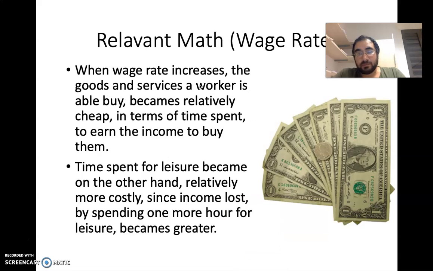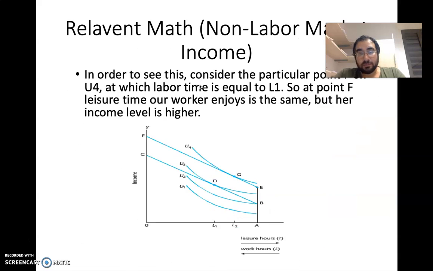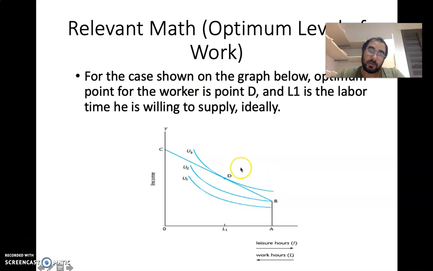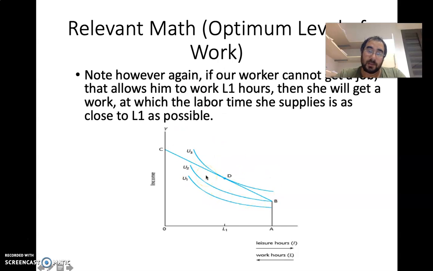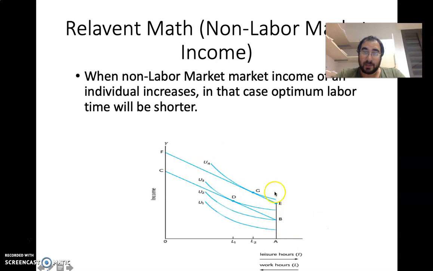That's very simple. This is the original budget line. This is the case when the non-labor market income has increased. Basically, in that case, labor time will fall.